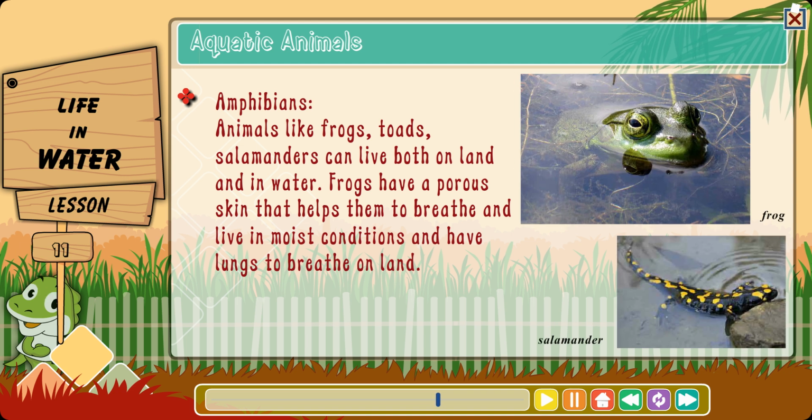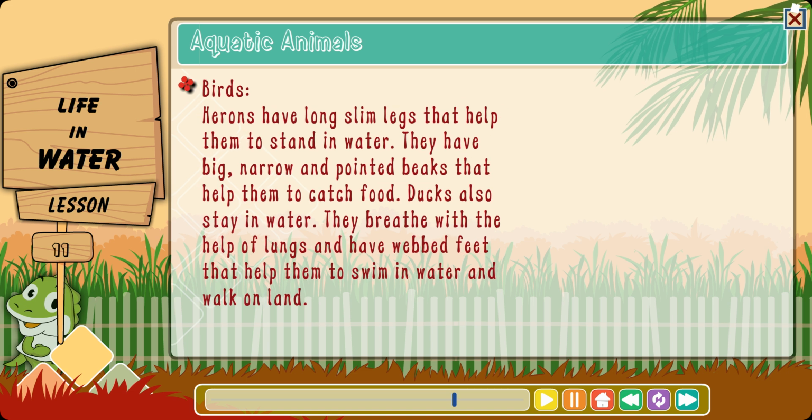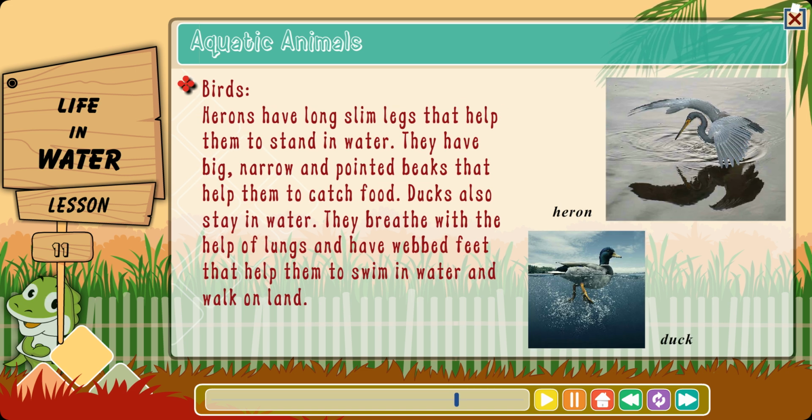Amphibians. Animals like frogs, toads, and salamanders can live both on land and in water. Frogs have a porous skin that helps them to breathe and live in moist conditions and have lungs to breathe on land. Birds. Herons have long, slim legs that help them to stand in water. They have big, narrow and pointed beaks that help them to catch food. Ducks also stay in water.